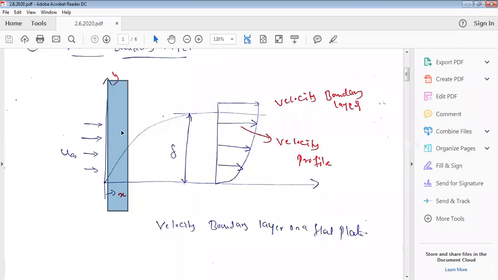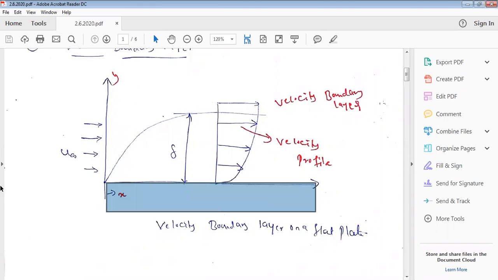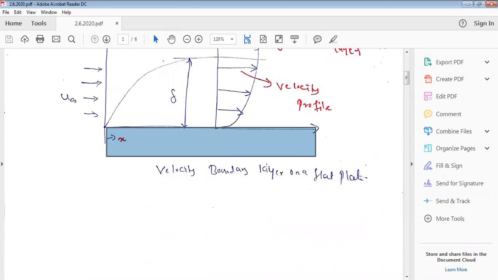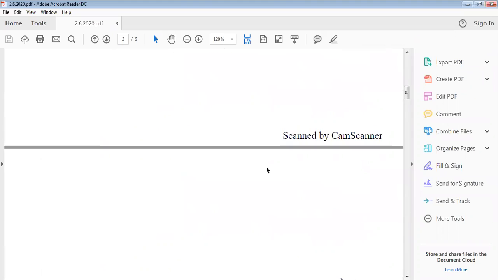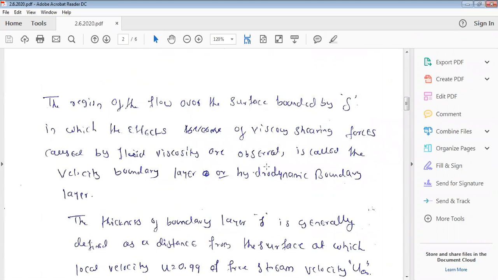At that time again velocity profile is slightly different. But here we have considered a horizontal surface. On that surface we are going to study this velocity profile. Now similarly, I have written a slight theory behind this one.